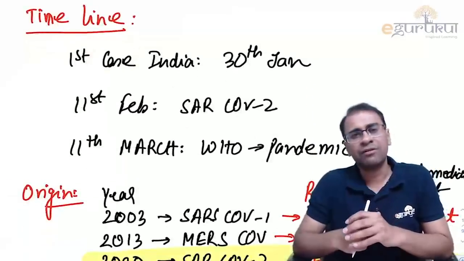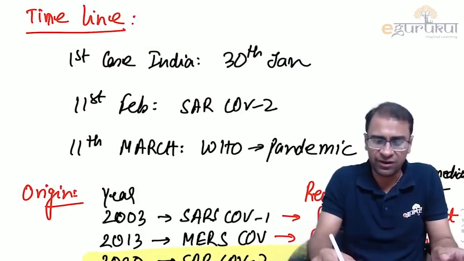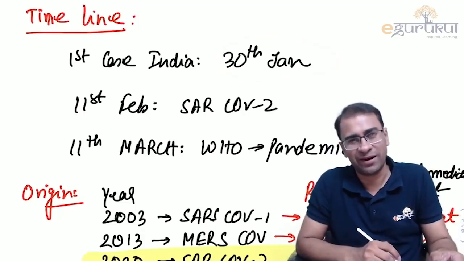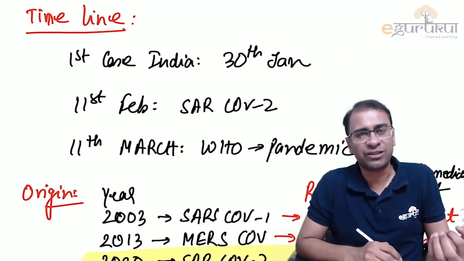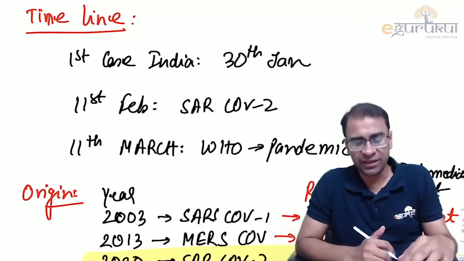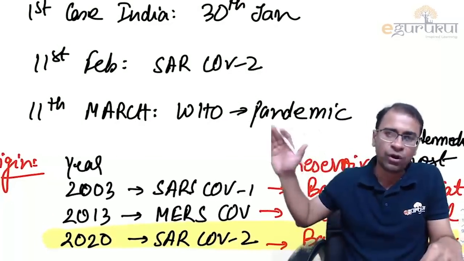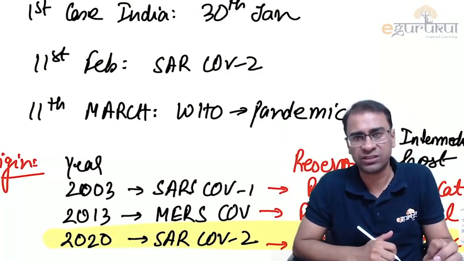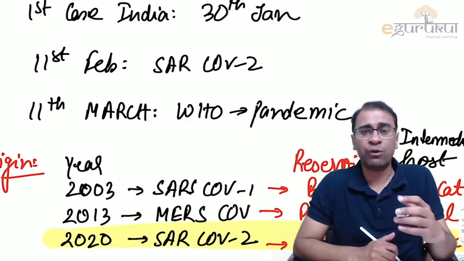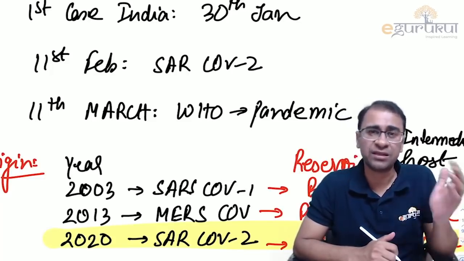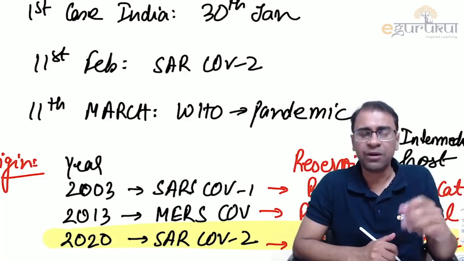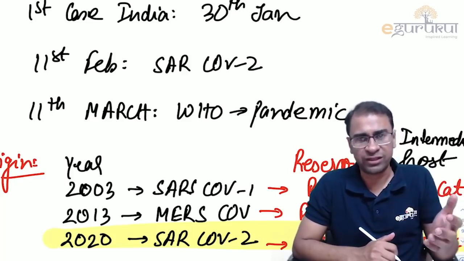The timeline: the first case in India was reported on the 30th of January, and India has never looked back, hasn't it? I know it's a pun, but it's quite true. So what has happened over the months is that on the 11th of March the WHO announced this as a pandemic, and that is when the WHO actually started looking into the basic origin of the disease.